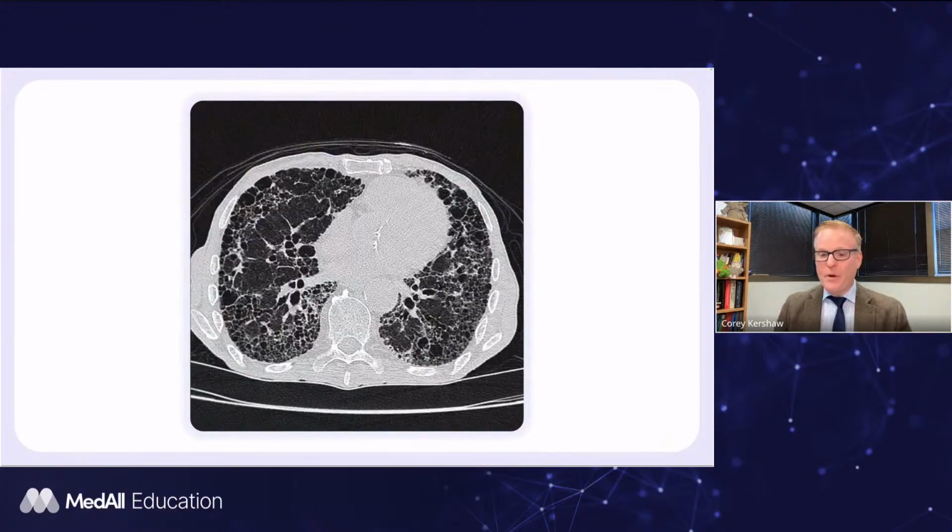We have honeycombing fibrosis here. I'll use my cursor again. Honeycombing fibrosis here along the periphery. We have traction bronchiectasis here. We have lots of extra lines, and we have no discordant features at all. This is a typical UIP pattern.